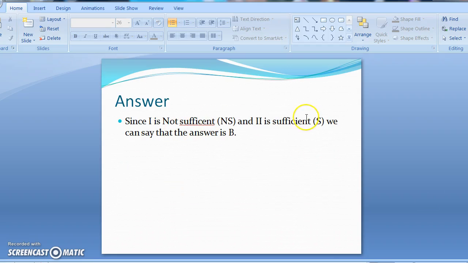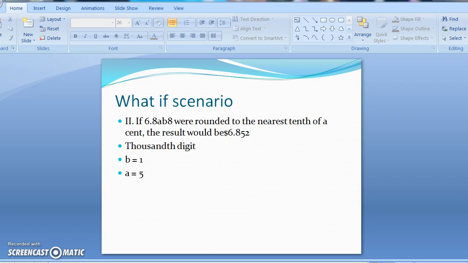And this leads us to our answer. 1 is not sufficient, 2 is sufficient. We can say therefore that the answer is B, because B is the choice which says statement 1 is not sufficient and statement 2 is sufficient. Awesome. So hopefully you got this.